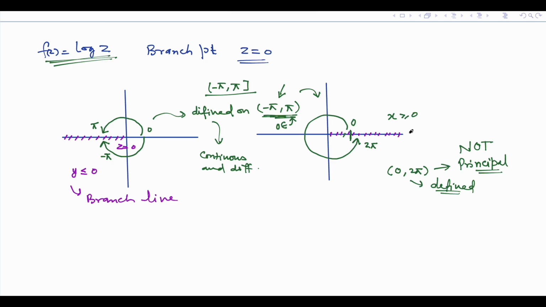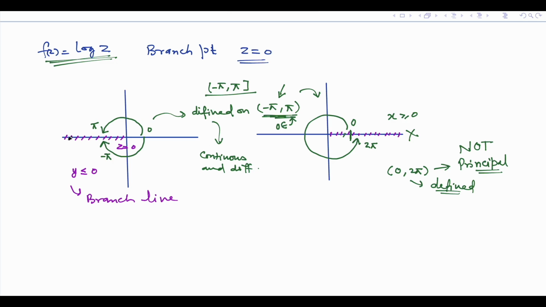So you cannot choose this as a branch for the principal argument, because the principal argument includes 0. If I select this branch, then I have to include 0, and 0 is exactly on the branch line. So the branch point and branch line should not be taken for the given function, because the function has two different values. The function even has a jump discontinuity, not even continuous. So we have to be very careful.